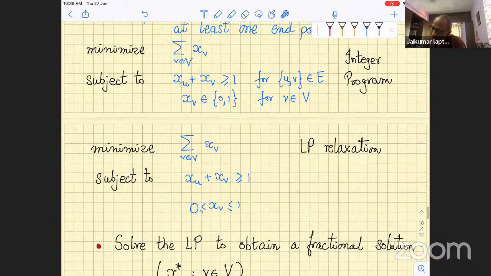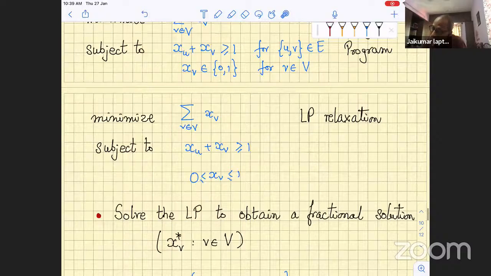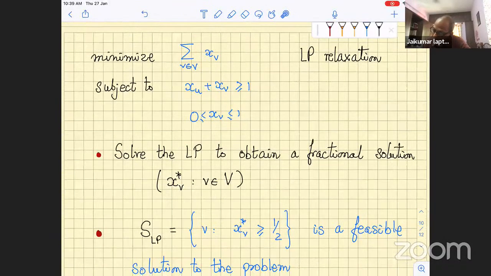Well, the good thing about integer programs is constraints are linear. The objective function is already linear. The only thing is these variables: because we wanted them to be in the discrete set {0, 1}, you just allow them to be in the interval [0, 1], and you solve this linear program. And when you solve this linear program, you get a solution. This is the optimal solution.